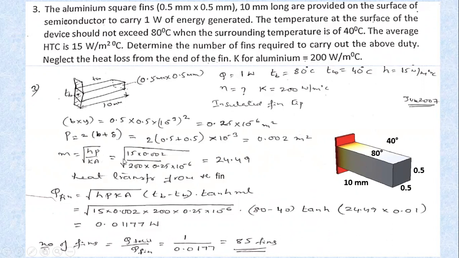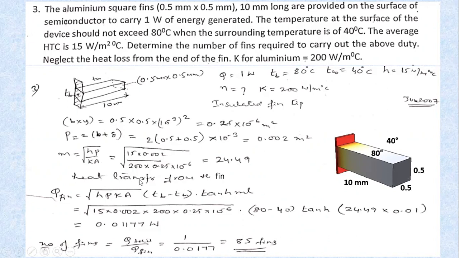So h into P divided by k. The k value is given, that is the conductivity of the fin, which is 200. Area of the fin is 0.5 into 0.5, that is the area of the square cross section. Multiply by 10 to the power of minus 6. This is the conversion from mm to meters. So get the value of m. But then you can even check: multiplied by 10 mm, you will get less than 5. So that means it is a short fin with an insulated tip, since he has given that at the end there is no heat transfer from the fin tip.